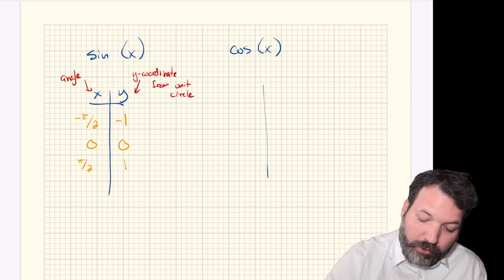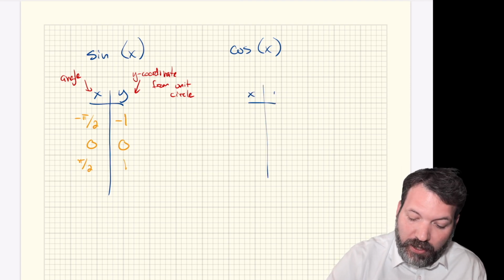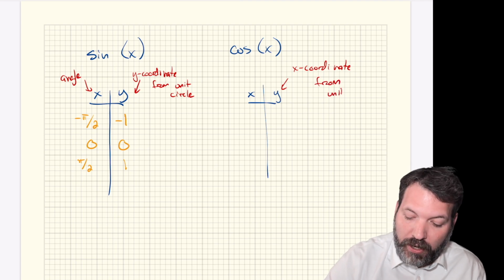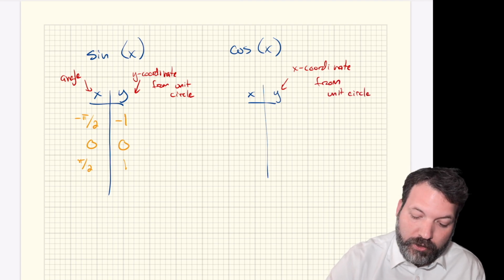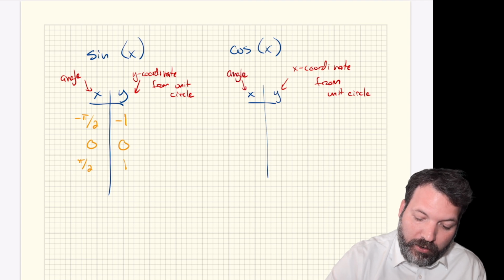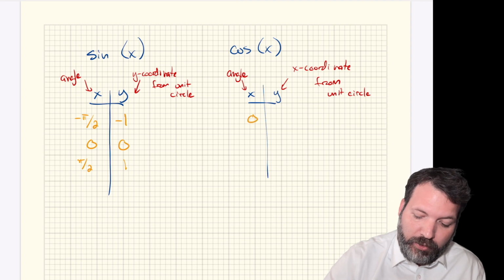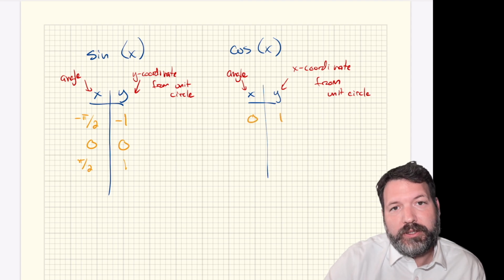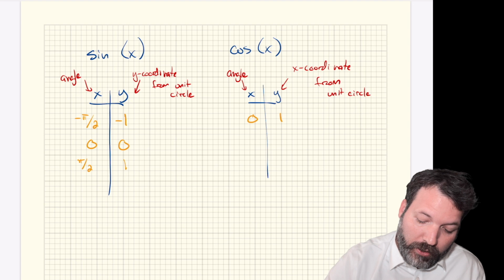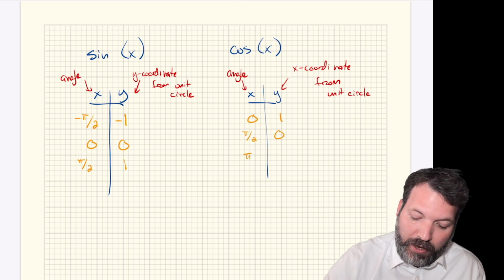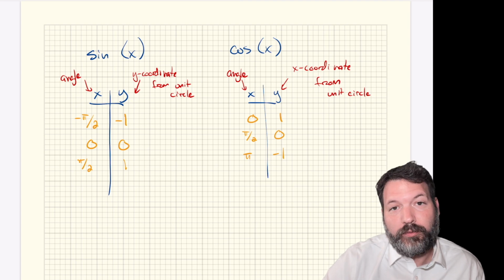For cosine, we can do exactly the same thing. X, again, is going to stand for an angle. Y, in this particular case, is going to stand for the x coordinate from the unit circle. So again, cosine is our x coordinate, sine is our y coordinate on the unit circle. X, again, is going to be an angle of some kind. In this case, we might have input-output pairs like 0 paired with 1. When you input 0 to cosine, you get back 1. Or pi over 2 produces an output of 0. Pi produces an output of negative 1, and so on.